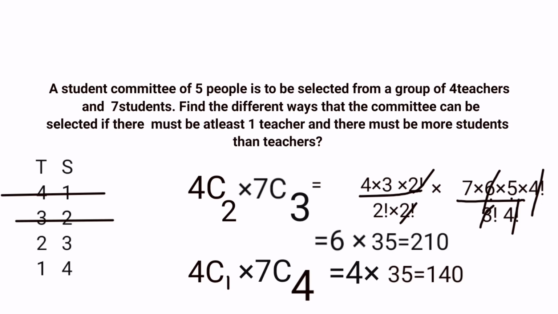So what is the total number of ways? It is in the first case 210 and in the second case 140. So 210 plus 140 is 350 ways are possible. So with this, we are winding up today's session.